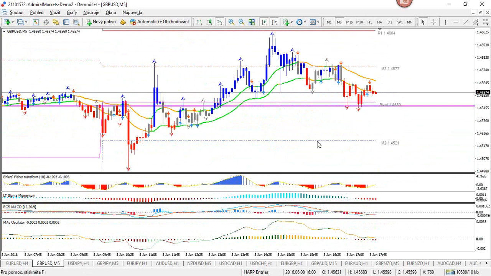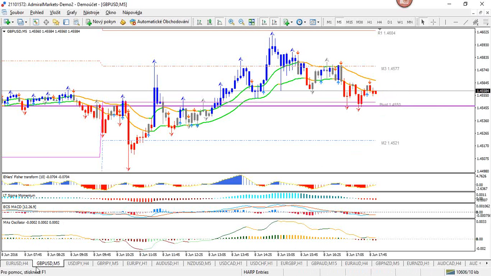Excuse me. Pound dollar is not interesting at the moment, even though it shows the same as pound yen, because it's still above the pivot. But obviously it's good to see the arrow here. So hopefully it will break.